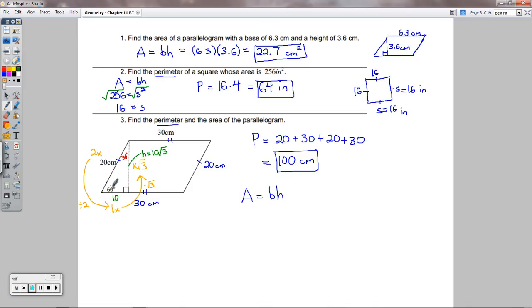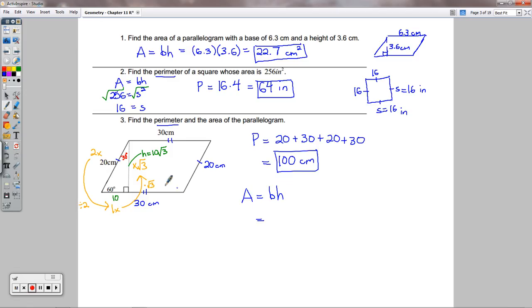You could say that the sine of 60 would be opposite, whatever this is, over hypotenuse 20. So you could say sine of 60 is, you could call this x or h for height, over 20 and solve for h from there. That's another way, an alternate way to do this problem.